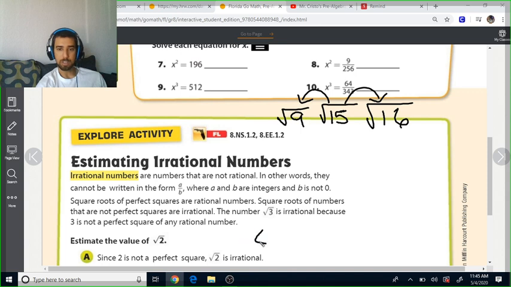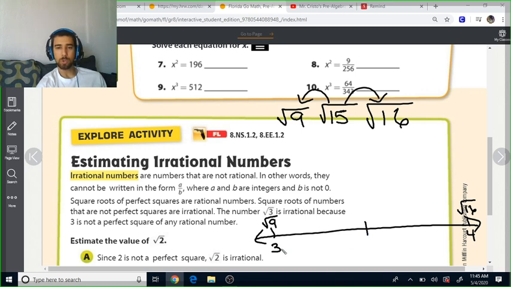I'm going to try to make this one nice and long for you guys so you guys can see it. The square root of 9 is 3. And the square root of 16 is 4. What number is right in the middle of 3 and 4? What number comes right in between 3 and 4? So I know what number I could put right here really quick. Okay, 3.5.